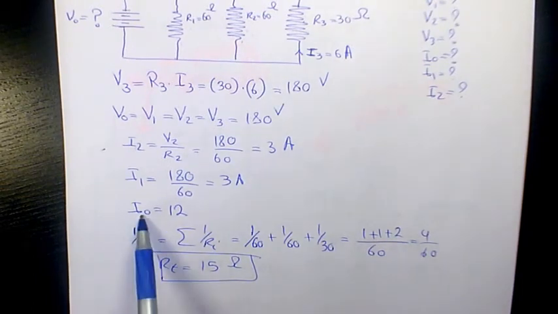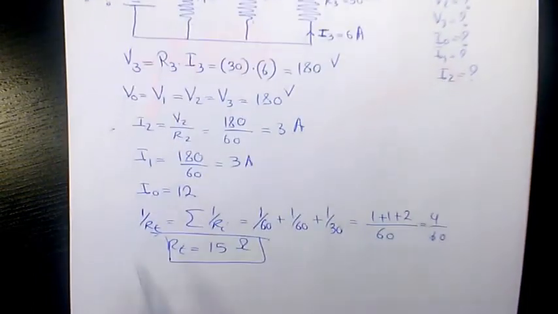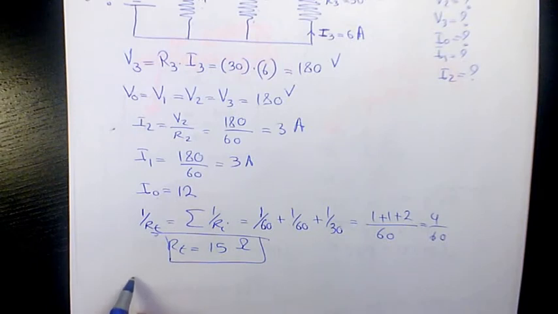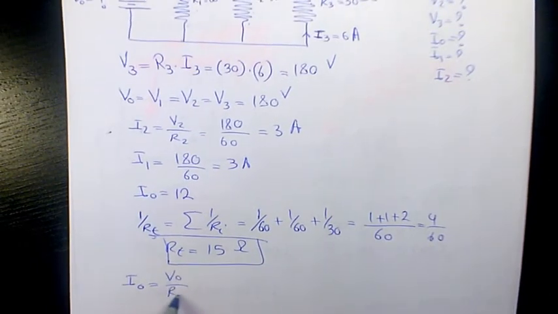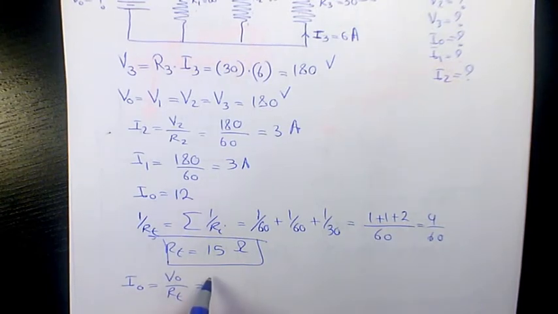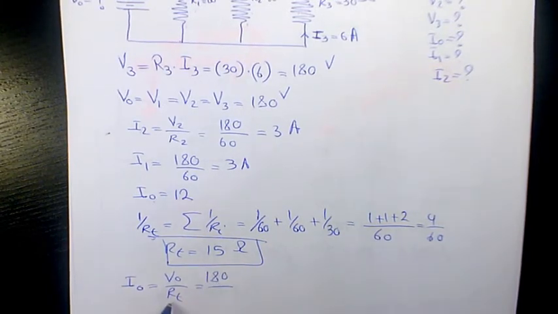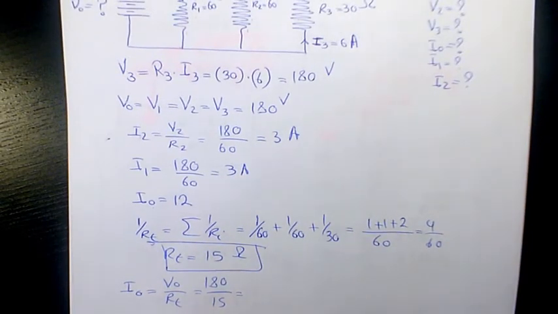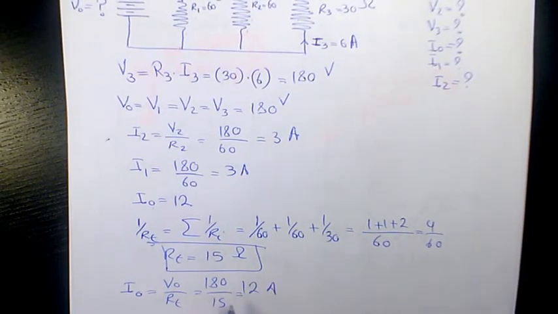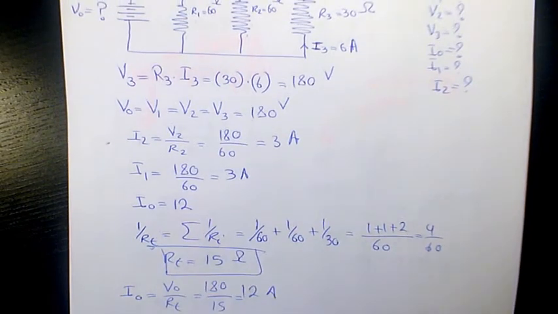We can check the I0 here as well. So we know I0 equals V0 divided by RT, which will be 180 divided by RT, which is 15. That's going to give me 12 amp, which is exactly the same as in here.